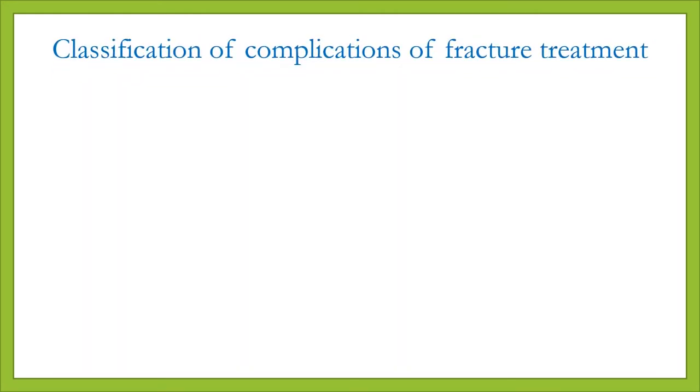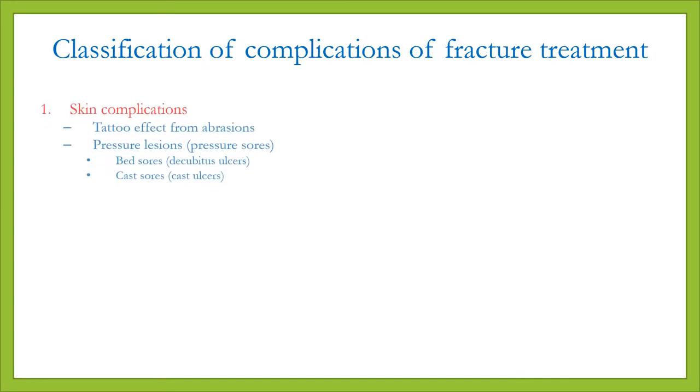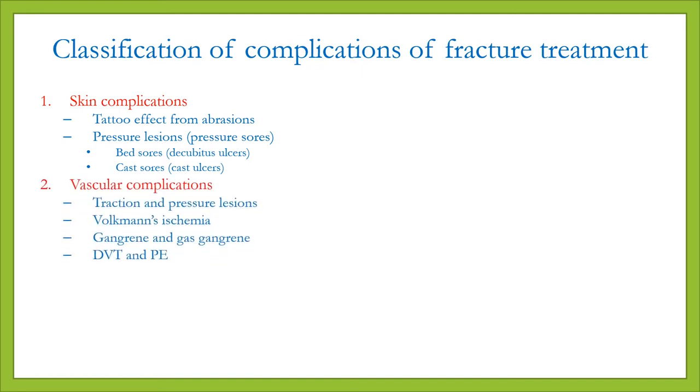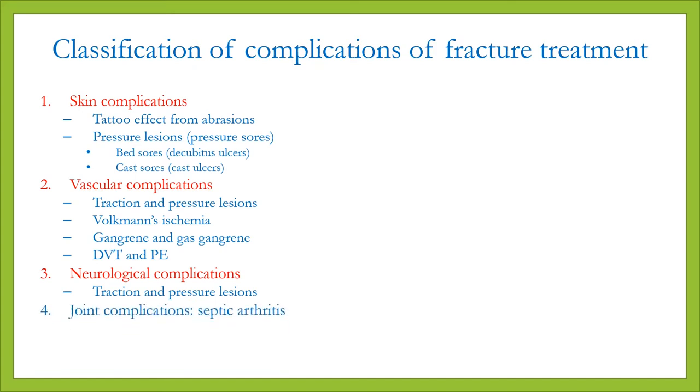Classification of complication of fracture treatment. 1. Skin complication: tattoo effect from abrasions, pressure lesion, pressure sores, bed sores, decubitus ulcers, cast sores, cast ulcers. 2. Vascular complication: traction and pressure lesions, Volkmann's ischemia, gangrene and gas gangrene, DVT and PE. 3. Neurological complication: traction and pressure lesions. 4. Joint complication: septic arthritis. 5. Bony complication: osteomyelitis.